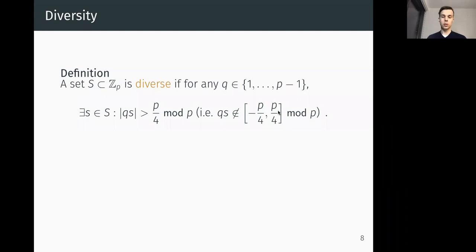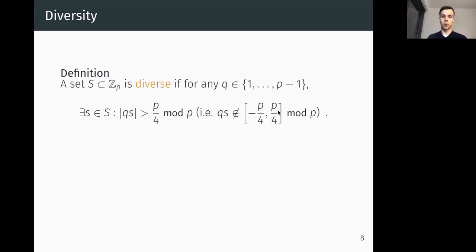We call a set S diverse if for any non-zero residue q modulo p, when you choose any such residue and multiply all the elements of S by it, we will be able to find an element small s in S, such that q times s is large modulo p, that is, just far from 0 modulo p.